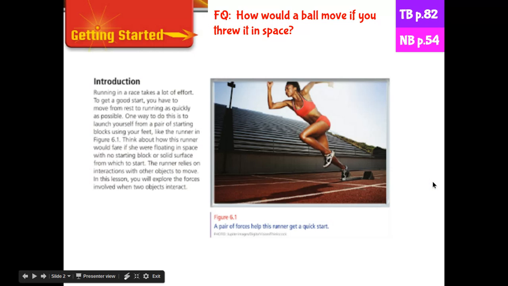So as we start the getting started, the introduction today goes through the following. Running is a race that takes a lot of effort. To get a good start, you need to move from rest to running as quickly as possible. One way to do this is to launch yourself from a pair of starting blocks using your feet, like the runner in figure 6.1. Think about how the runner would fare if she were floating in space with no starting blocks or solid surface from which to start. The runner relies on interactions with other objects to move. In this lesson, you explore forces involved when two objects interact.